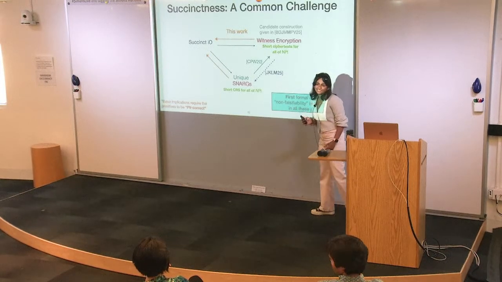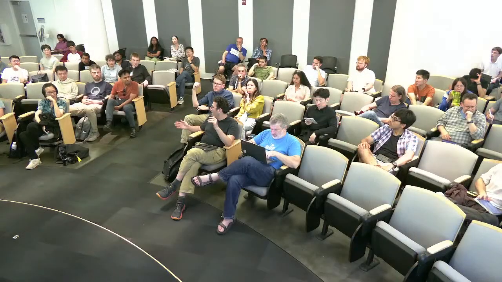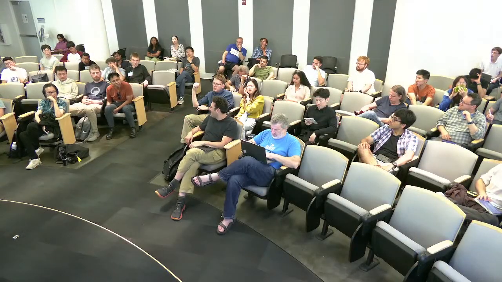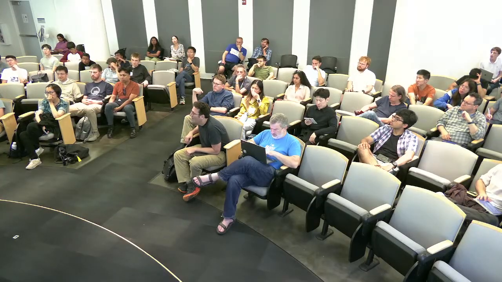But evasive LWE is also non-falsifiable. Yes, also that. So we want it from standard assumptions. A barrier is always a provability barrier. We believe things exist. But I will say that we didn't have a universal succinct I/O construction before this work.